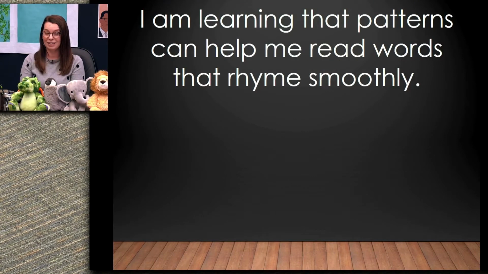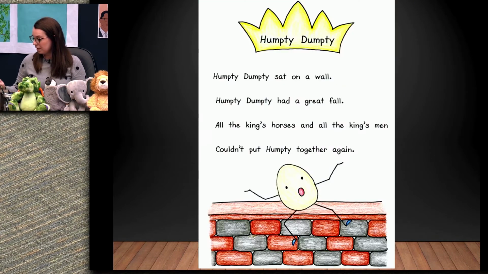And we've been talking about word patterns and how we can use word patterns to help us write words correctly. Today we're going to use those patterns to help us read words that rhyme smoothly, even if they're spelled differently. And we're going to look at an example of Humpty Dumpty. Now, if you know this poem, I want you to say it with me. And if you don't, listen really closely to the words so that you pay attention to the rhythm.